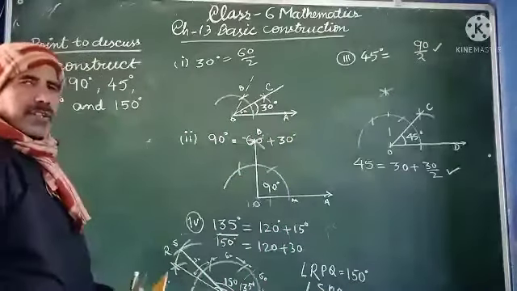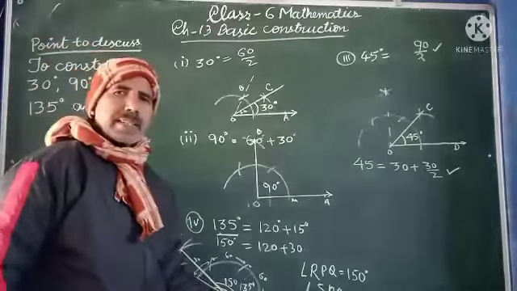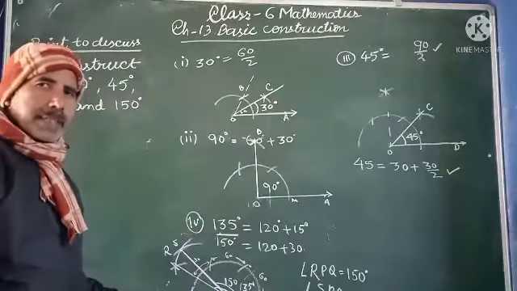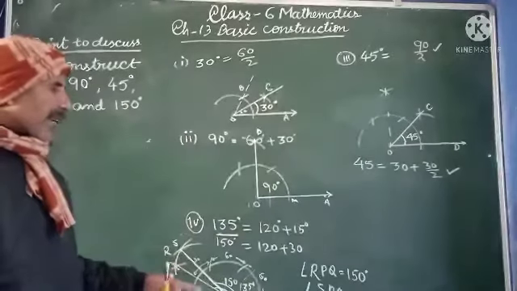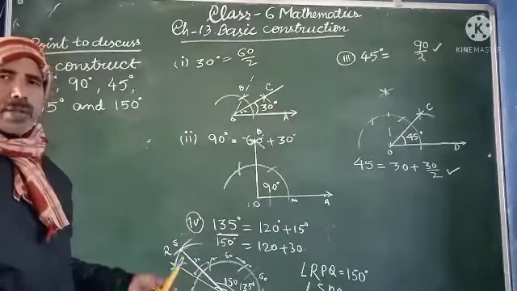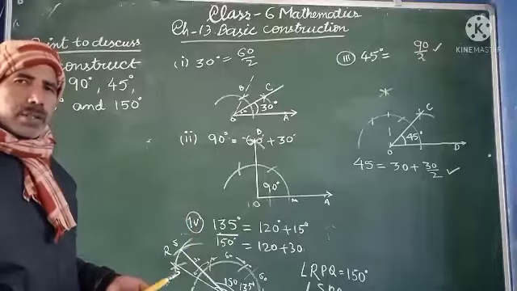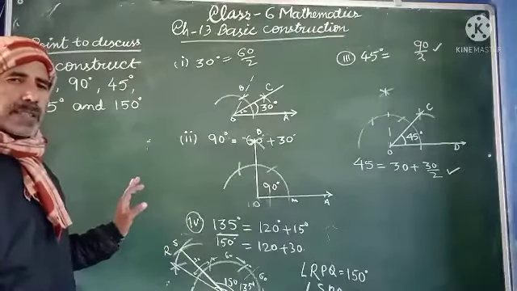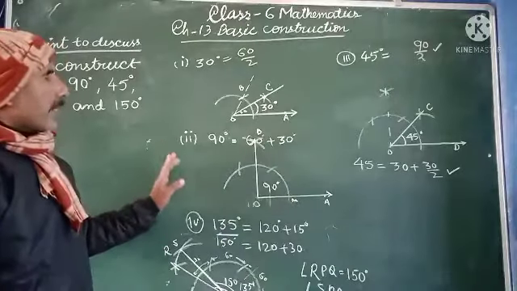So basic construction you must know to draw 60 degree and to bisect the angle. By using these two basic concepts, you can draw any angle that is asked to you with the help of compass and ruler. I hope all of you understood it. So we have finished this chapter 13.